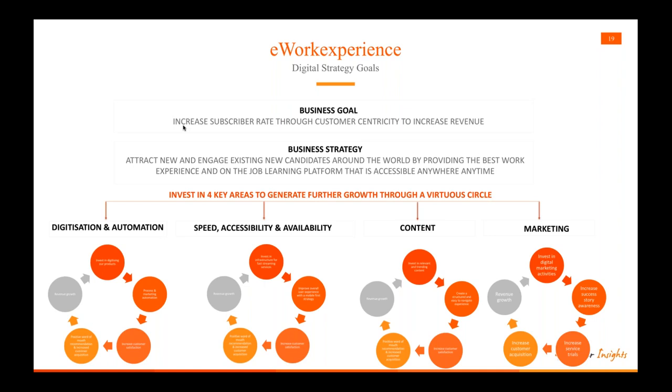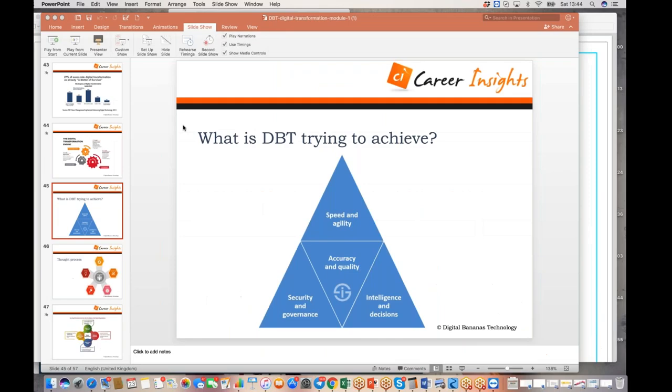So what are the key areas that generate further growth for us? Content, making sure that every time you log into the platform, you have valuable content. Marketing, making sure that we're able to invest in the right marketing channels and drive down operational marketing costs and increase conversion rate. Speed, accessibility, and availability: accessible anytime, anywhere, and instant, loading within 2 to 3 seconds of you coming to our website. Then digitization and optimization, making sure that everything is digitized and automated.